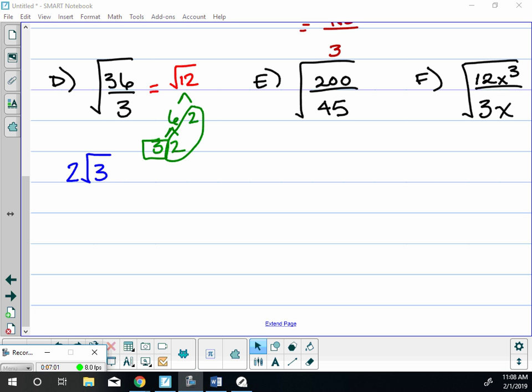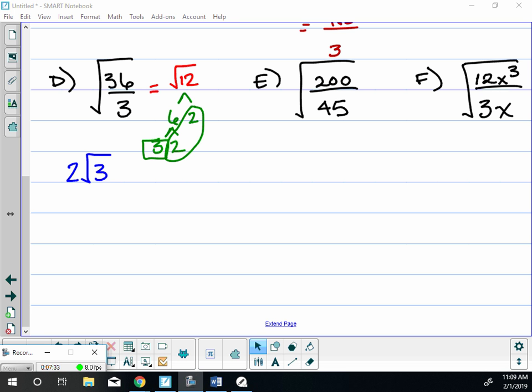So 200 divided by 45. If you type 200 divided by 45 into a calculator, you will not get a nice number. Okay, 45 is not a factor of 200. So we can't just divide by 45 and get a decent number. Okay, so let's just reduce that fraction if we can.